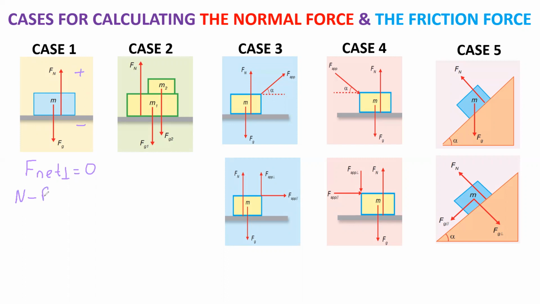N minus Fg equals 0. Normal force is equal to Fg, which means m times g. So just remember, if you have one object, normal force is equal to mg. We just use it like this, but it comes from Newton's first law. I hope it's okay. When you come to this side, same calculation step by step, and finally you get normal force equals (m1 plus m2) times g. So this is our normal force with 2 objects.